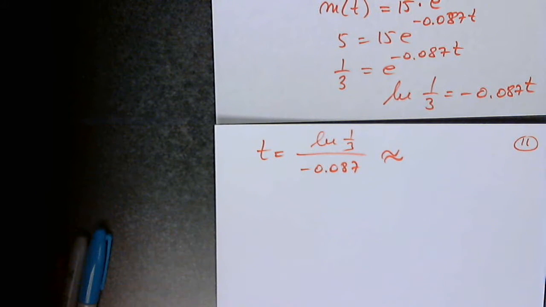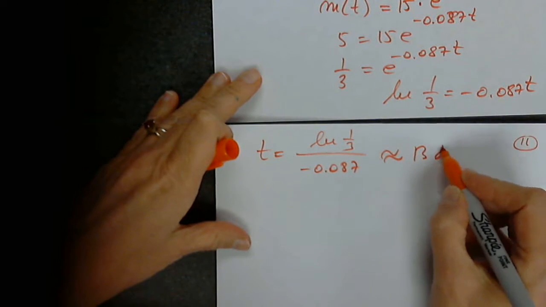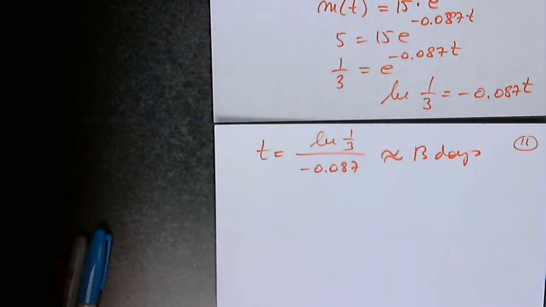Yes, the answer will be positive, because if you remember the graph of log, past 1 it is above the x-axis. Below 1, the top will be negative, of course. Good point. So we have natural log of 1/3, and divide that, don't forget parentheses, by negative 0.087. So roughly 12.6 days. We can say approximately 13 days.